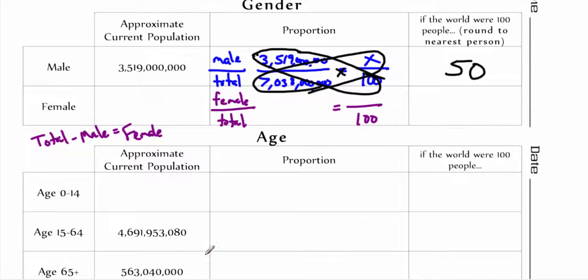Same idea. We want to figure out the proportion of people who are 65 or over to the total population. So we set up a proportion: 563,040,000 over the total population, 7,038,000,000, is equal to something out of 100. You're going to grab your calculator and do your cross multiplying.